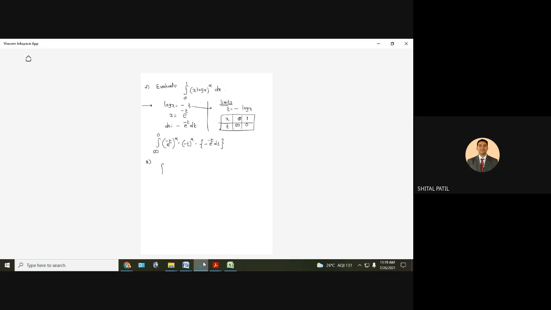It will be asked to evaluate this integral: integration from 0 to infinity dx divided by 5 raised to 4x square. This is the exponential term, but since it is in the denominator, we will start like this. Let 5 raised to 4x square equal to, what is required? E raised to t is required, so that once it comes to the numerator it will become e raised to minus t, and that is required for the gamma function.